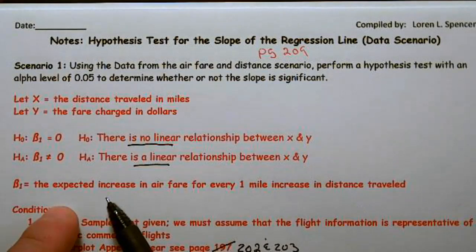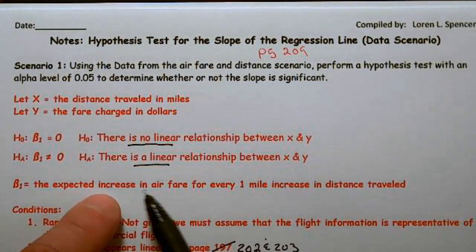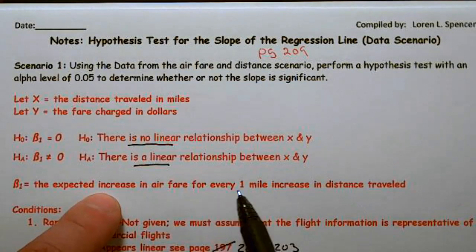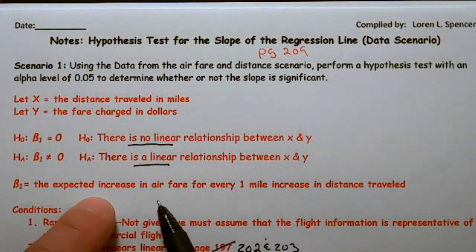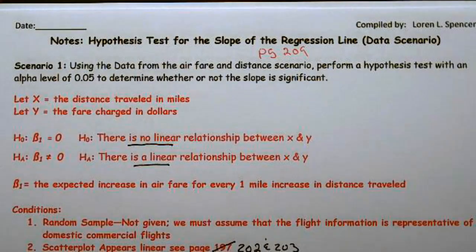And then you need to explain what beta 1 is. So beta 1 is the expected increase in airfare for every 1 mile increase in distance traveled. Notice we didn't put the slope value in there because we don't know what it is yet. But it's basically, hey, what is our slope? How much is it changing?